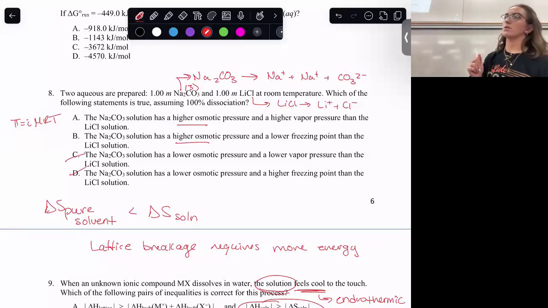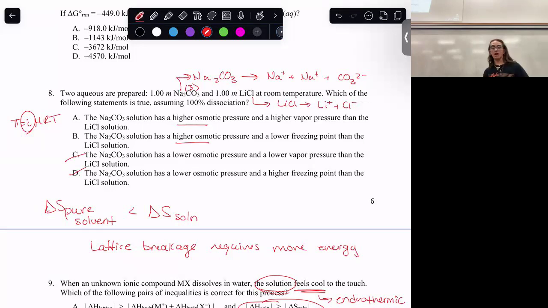Don't they have the same molality? Or am I looking at the wrong thing? They do have the same molality. However, for osmotic pressure, we still have this i component, and that's the van 't Hoff factor. Since there's 3 ions for the sodium carbonate and only 2 for the lithium chloride, there's just more stuff in the solution when that all dissociates.